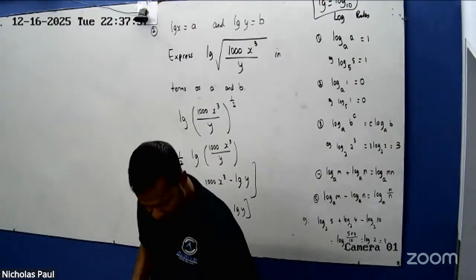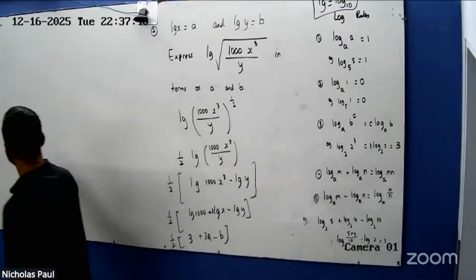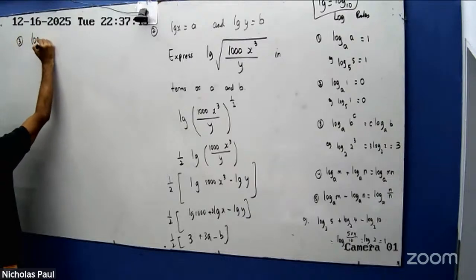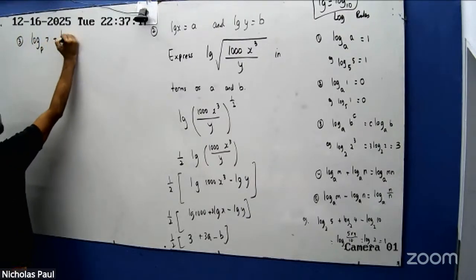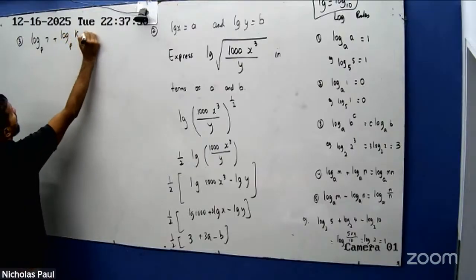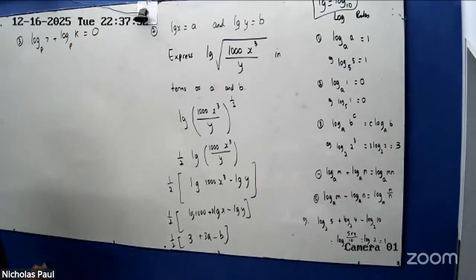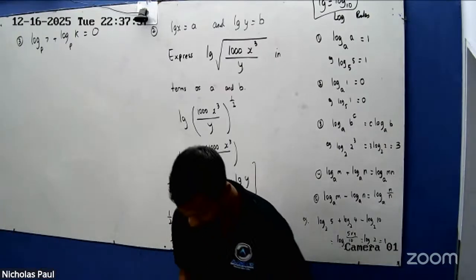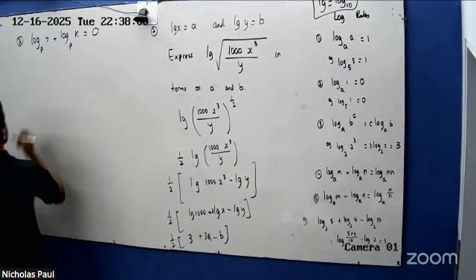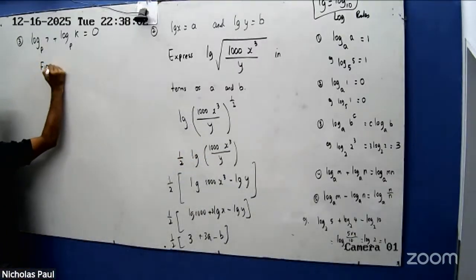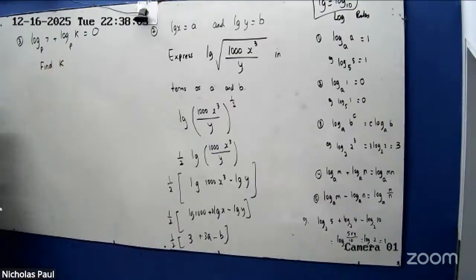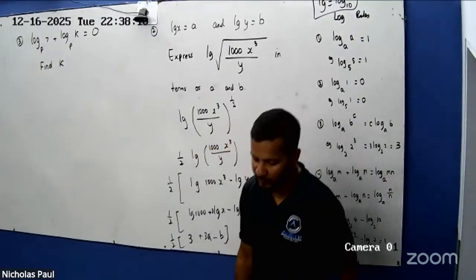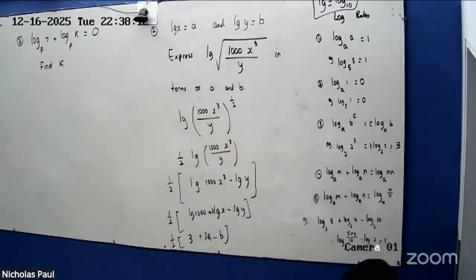Log p 7 plus log p k is equal to 0. Solve for k. Solve that and we're done. Find k. Online, message the answer for number 3 and we're done, and I'll give you all a break before physics.